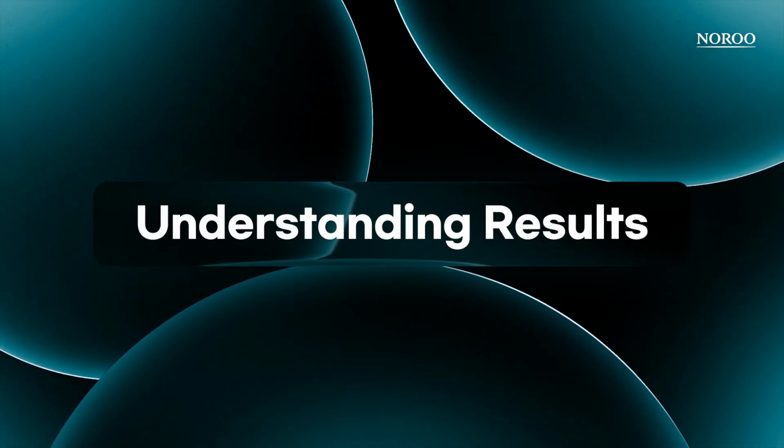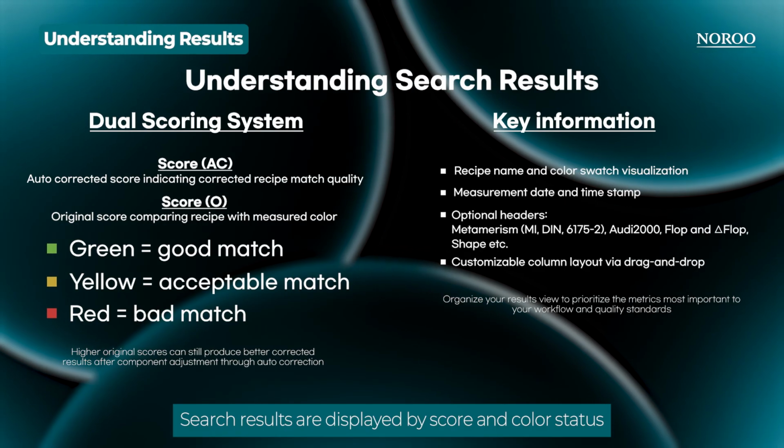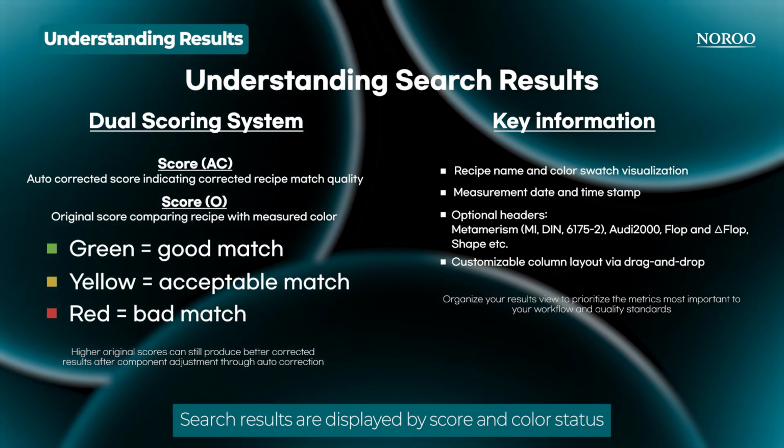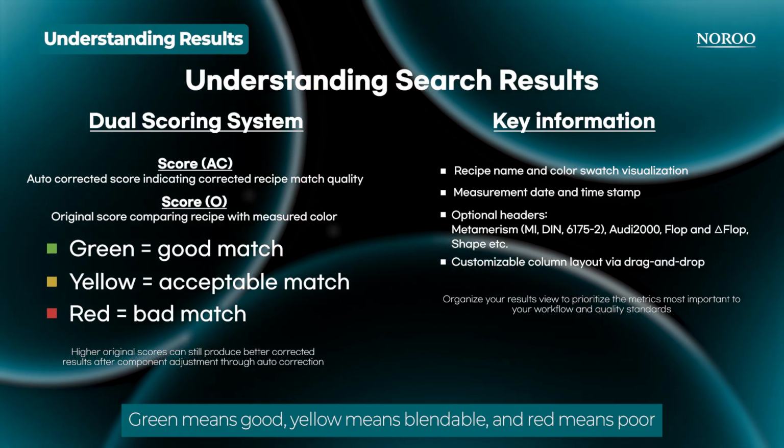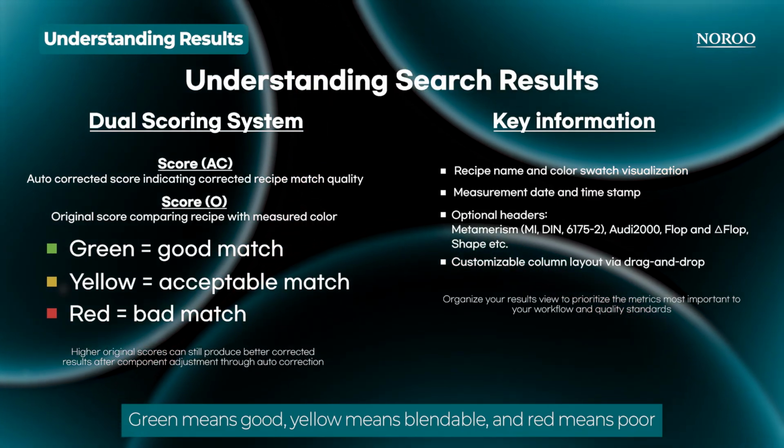Understanding results. Search results are displayed by score and color status. Green means good, yellow means blendable, and red means poor.